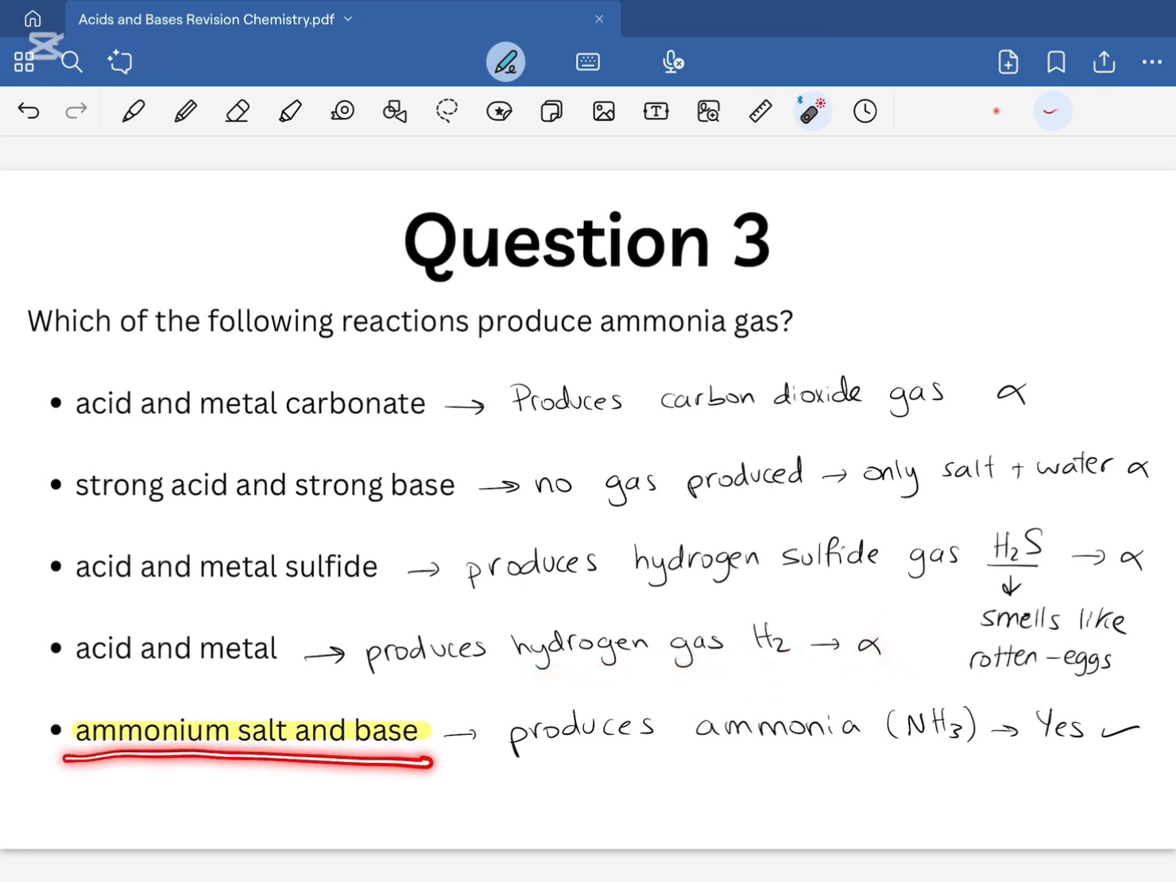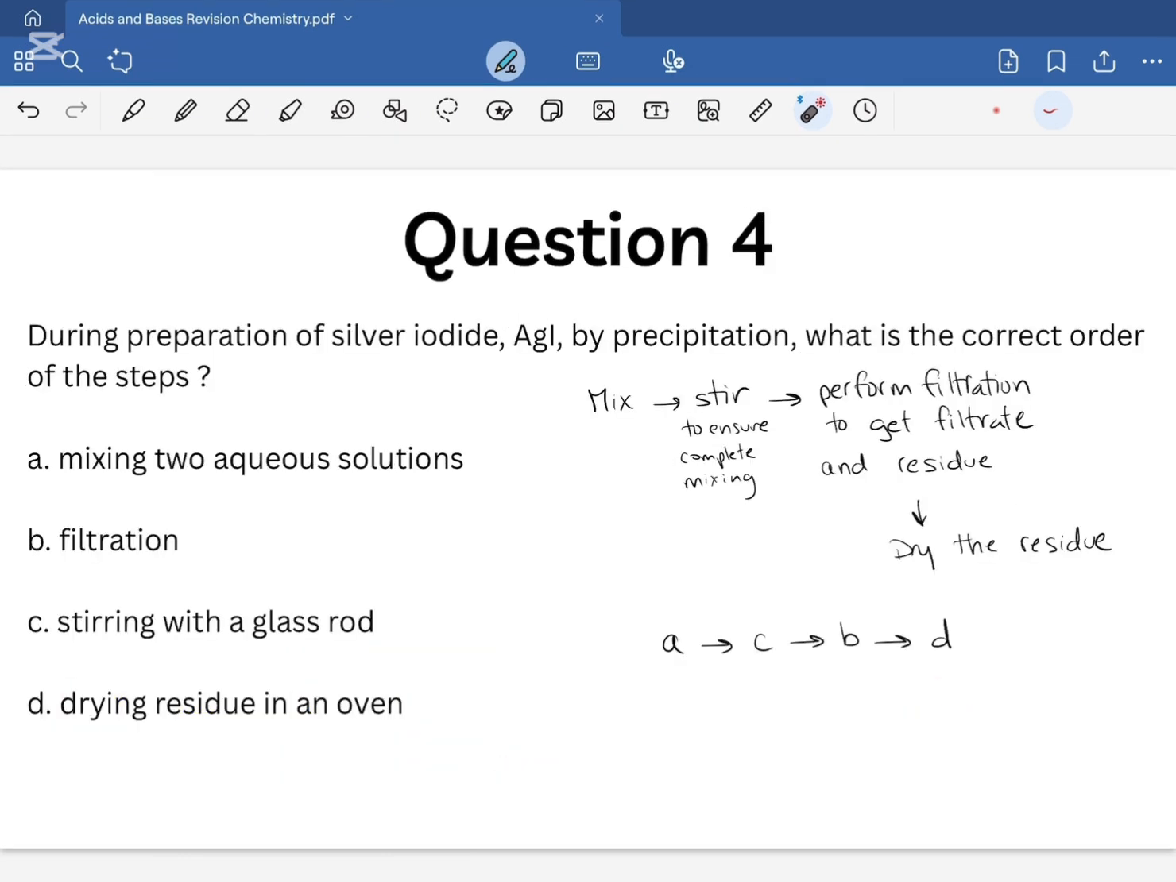Now the ammonium salt and the base. If we react an ammonium salt, let's say NH4Cl, with a specific base like NaOH, then it's going to produce the ammonia gas, NH3, so this is the only correct option.